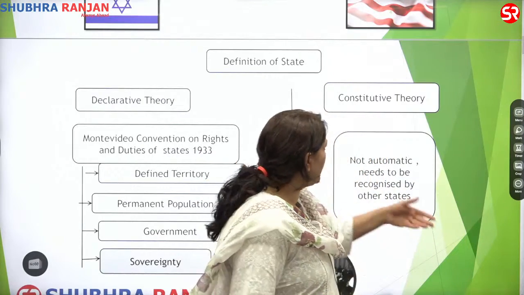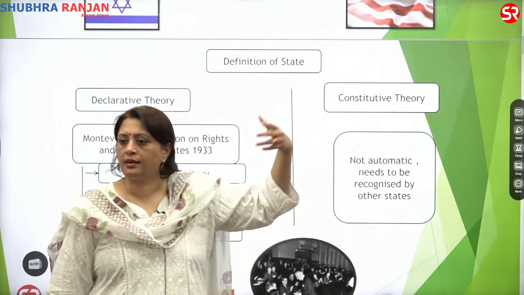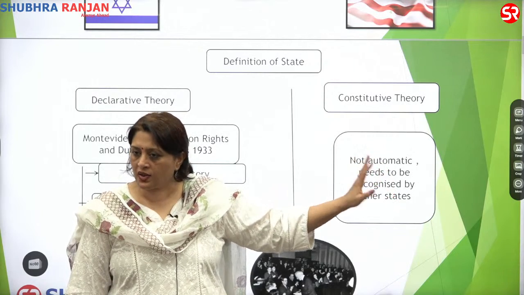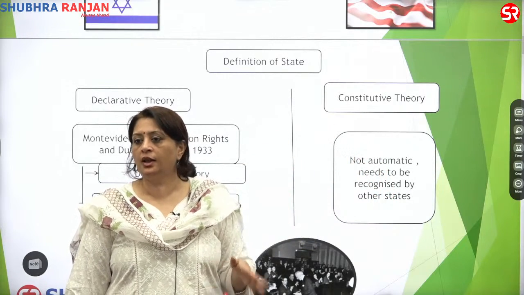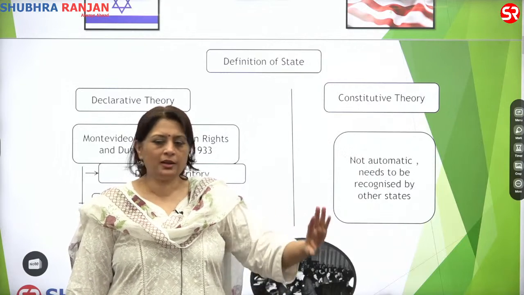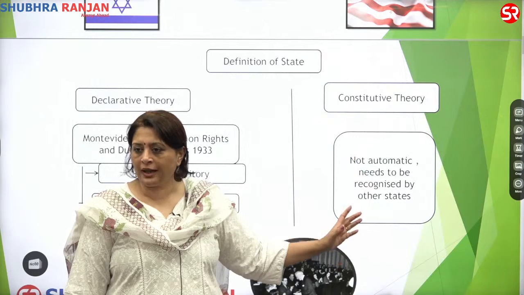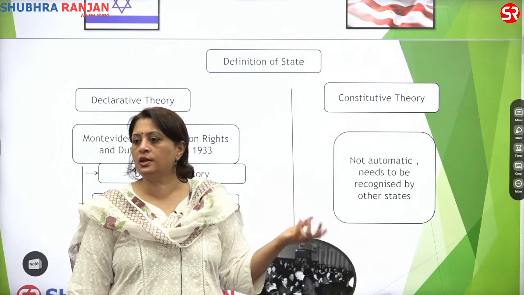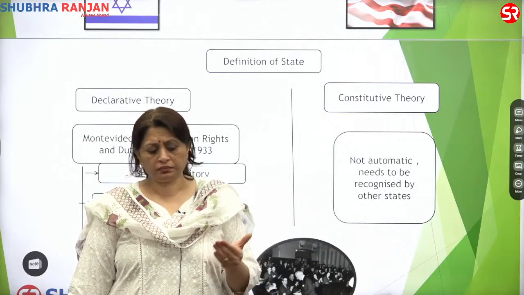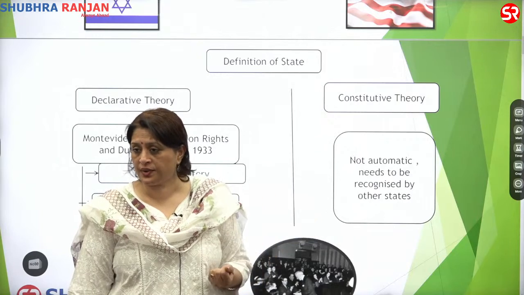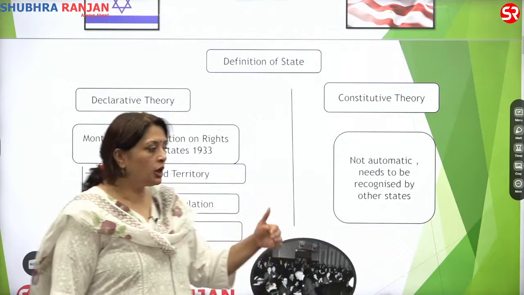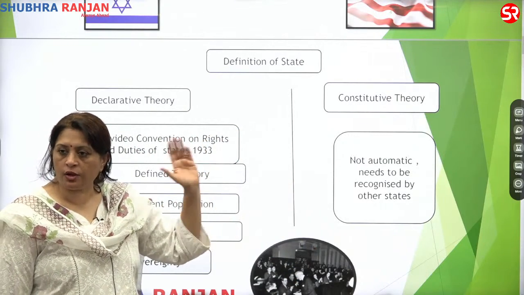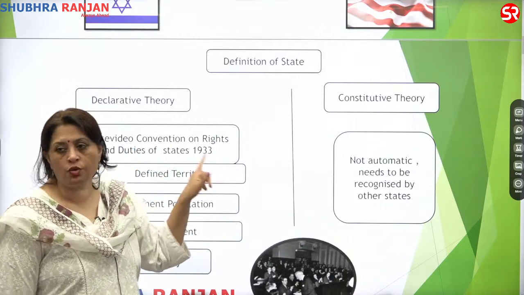But later on, constitutive theory started suggesting that a state will be regarded as a state only when it is recognized by the other states, but it is not necessary. Fine, so some follow this. For example, if we talk about Kosovo, Russia recognizes it as an independent state. USA does not recognize. So primarily these four features have been recognized in the Montevideo Convention.